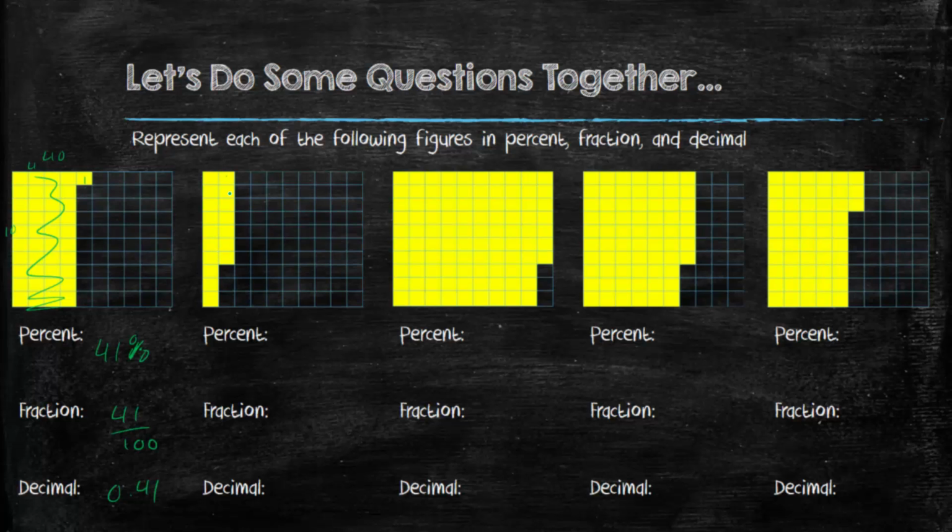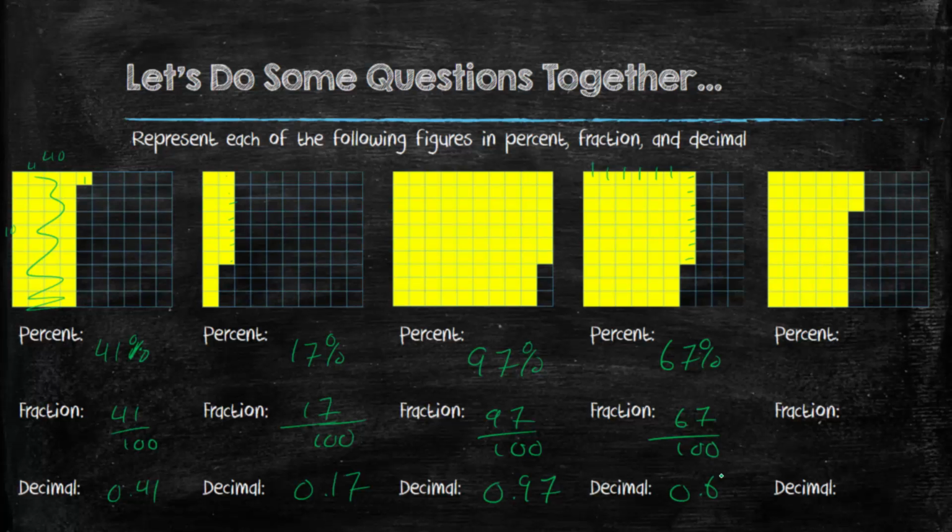Here we've got 10 highlighted, 11, 12, 13, 14, 15, 16, 17. So 17%, 17 over 100 as a fraction, and 0.17. Here we've got 97, 97%, 97 over 100, and 0.97. Here we've got 60, 1, 2, 3, 4, 5, 6, 7. So 67%, 67 over 100, and 0.67. Here we've got 50 highlighted, and 51, 52, 53. So 53%, 53 over 100, and 0.53.